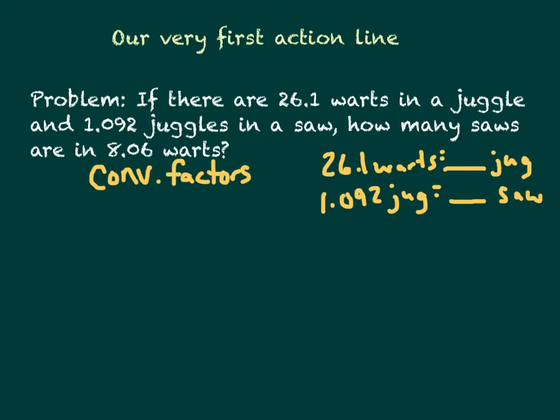Okay, this is going to be our very first action line. It's totally made up. I just made it up. It says if there are 26.1 warts in a juggle and 1.092 juggles in a saw, how many saws are there in 8.06 warts? You may look at that. You may say, who cares? Well, I care that you know how to do an action line properly.